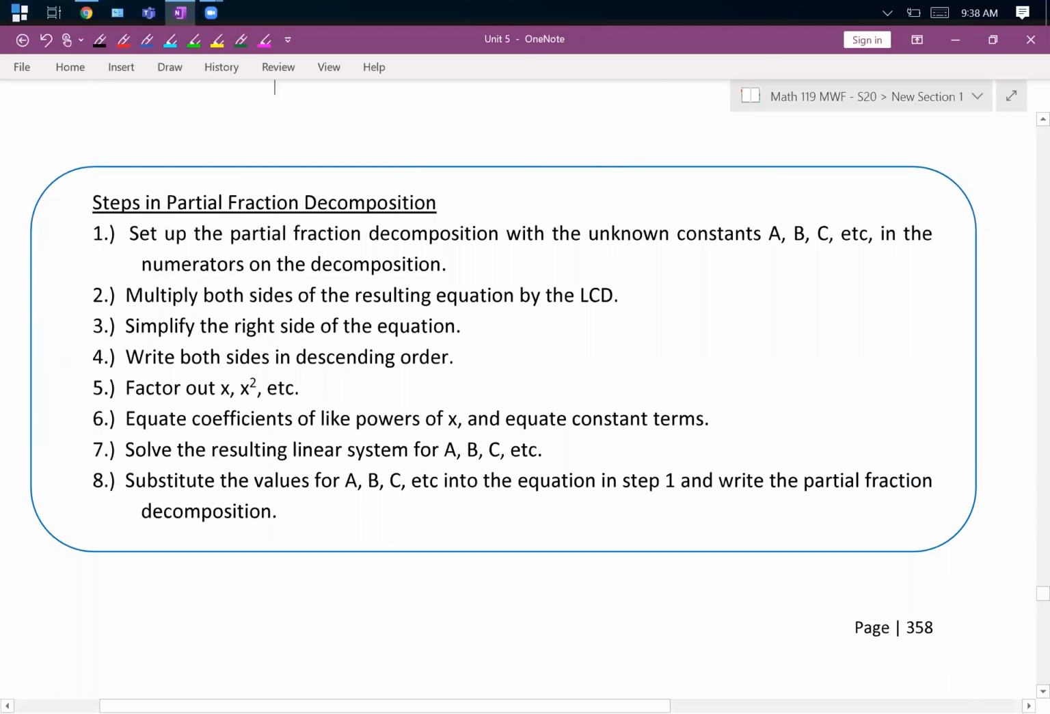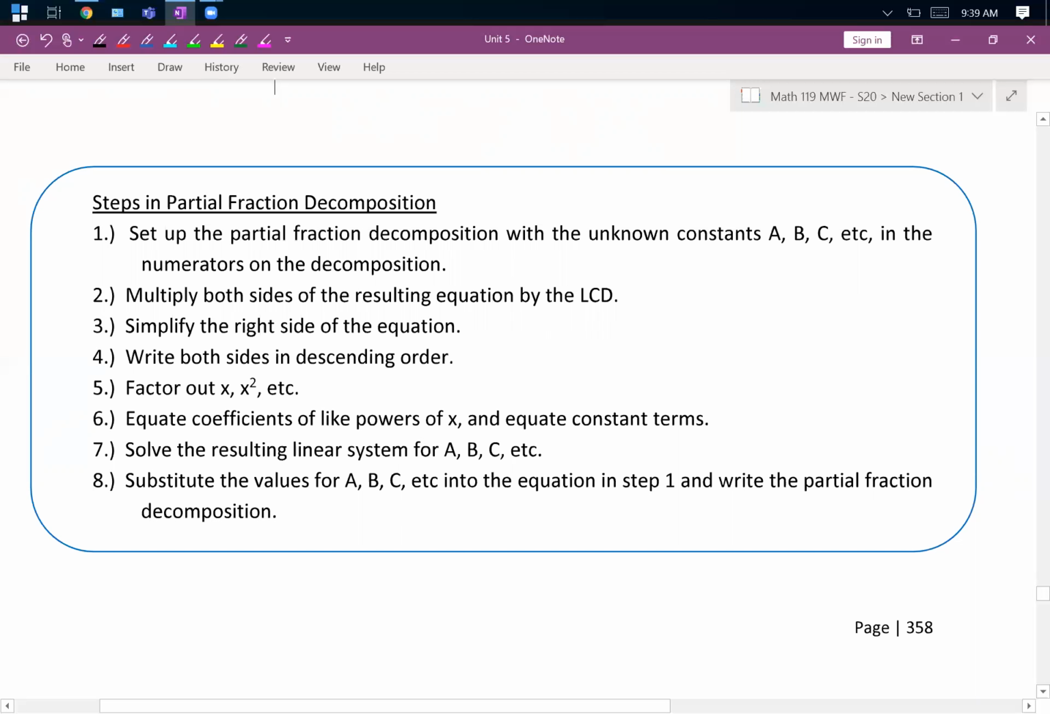We're going to set up the partial fraction decomposition with unknown constants, A, B, C, whatever, in the numerators. We're then going to multiply both sides of the resulting equation by the LCD. This will clear all our fractions. Then we'll simplify the right-hand side of the equation by distributing, combining like terms. We'll write both sides in descending order, factor out any x variable that we have, and equate coefficients of powers of x and equate constant terms. Then we will have created a system of equations that need to be solved.